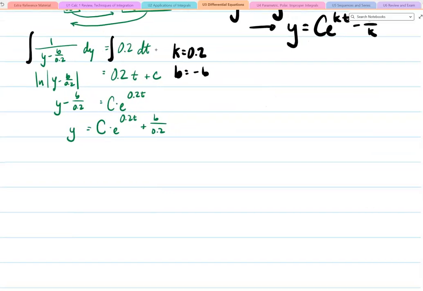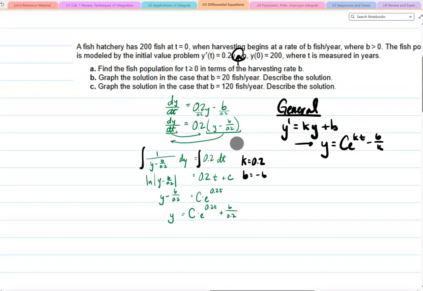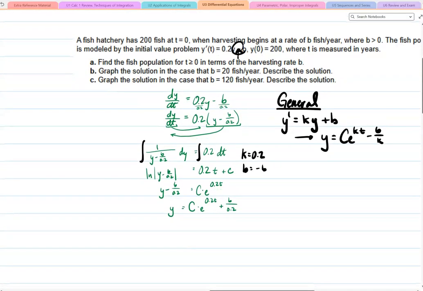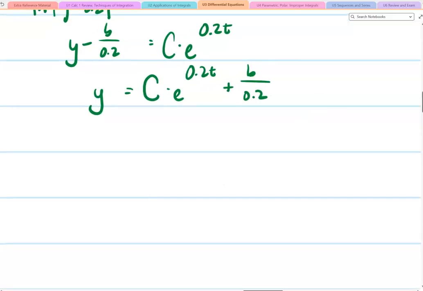So anyway, moving on from here, I think it would be a good idea to find our c value for the initial case. We know that there were 200 fish at the beginning when time was equal to 0.